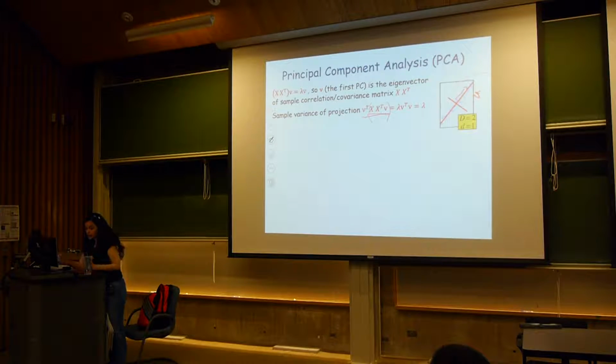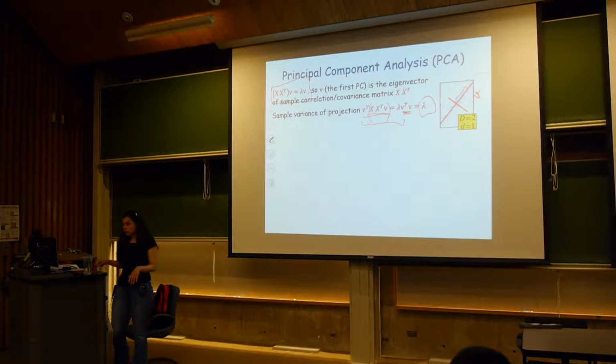But as we just argued by using Lagrange multipliers, XX transpose V is the same as lambda V. So I can rewrite this sample variance as V transpose multiplied by lambda V, which is lambda V transpose V. But what do I know about V transpose V? It's 1, because we said we pick V to have length 1. Our principal components are orthonormal vectors: they all have length 1 and are perpendicular to each other. So that's 1, and then this is exactly lambda.